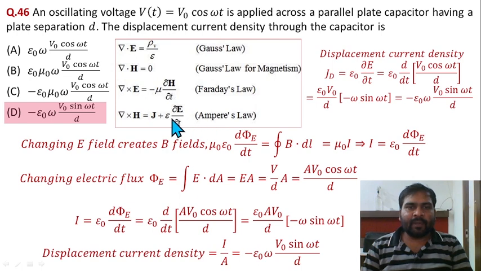Directly you can take the formula from Maxwell's equation, del cross H equals J plus epsilon del E over del t. So this is the displacement current density: JD equals epsilon naught del E divided by del t. Put the value of E, E equals V divided by d. V is given here, just differentiate it, and the answer is option D.